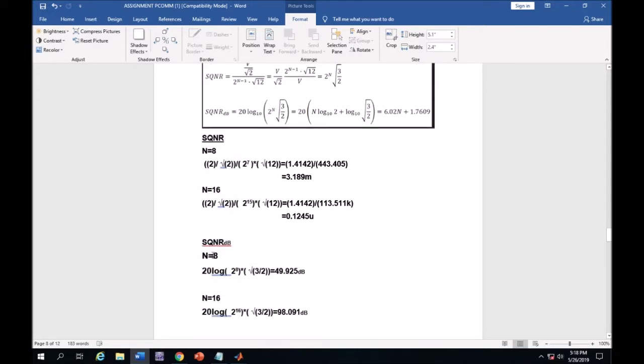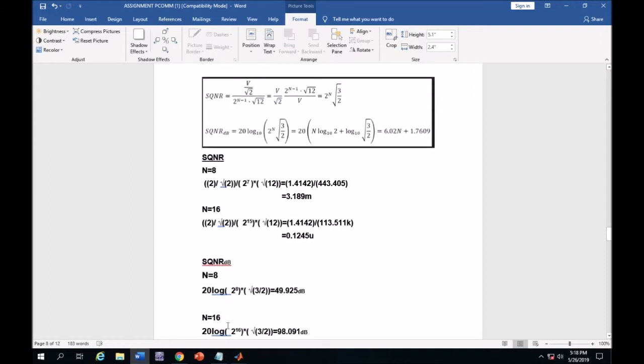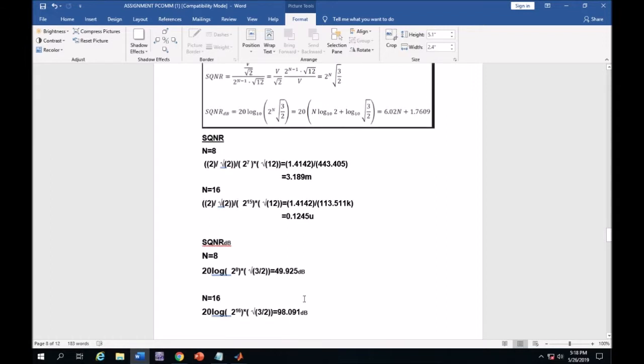is the same as for n equal 8. I just substitute 20 log 2^16, n equal 16, multiply by √3 over 2. This √3 over 2, and the answer is 98.091 dB.